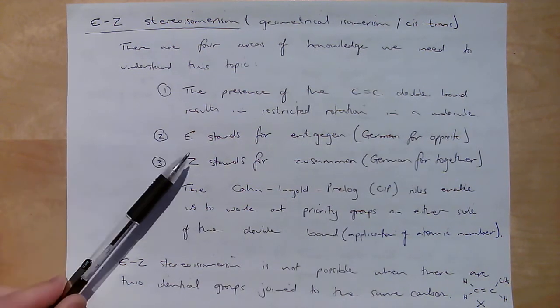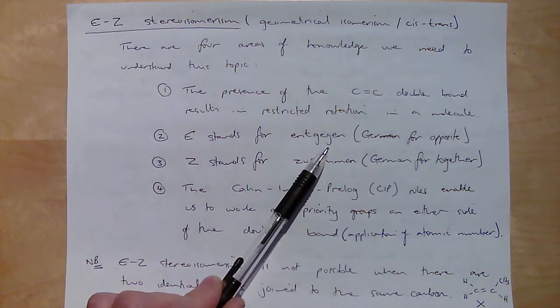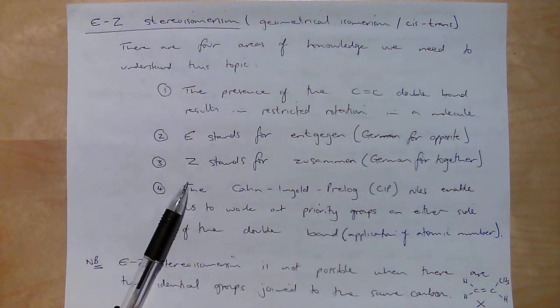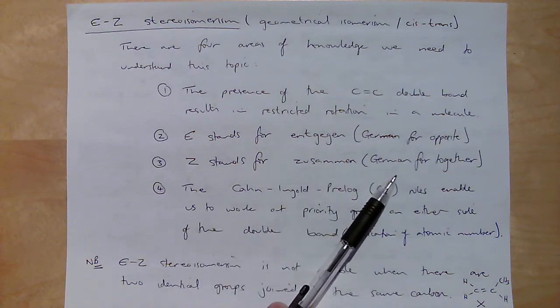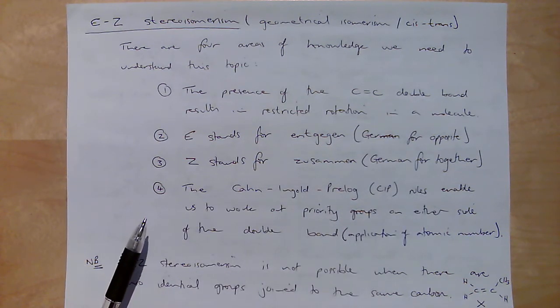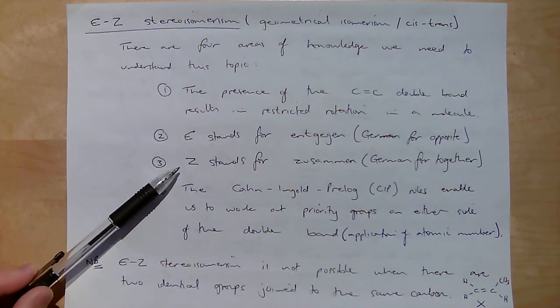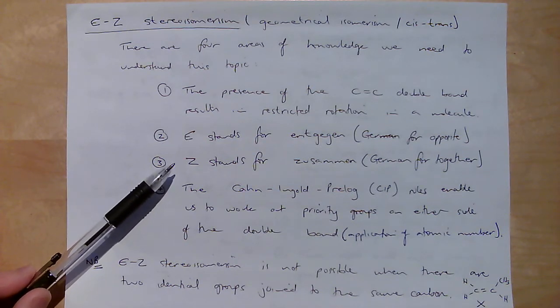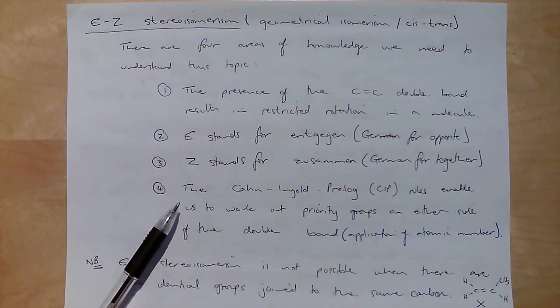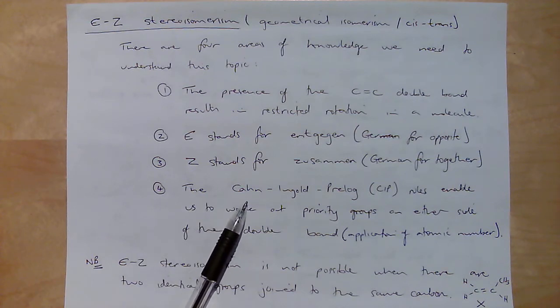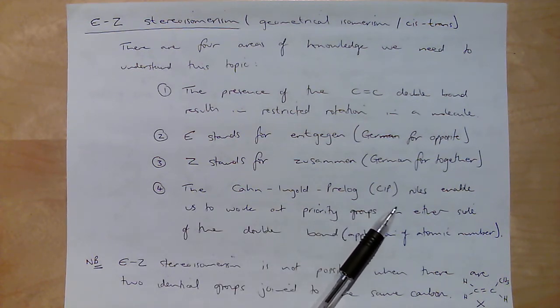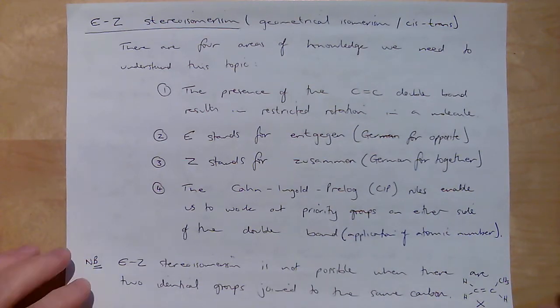Point number two: E stands for entgegen, which is German for opposite, and Z stands for zusammen, which is German for together. So E is opposite and Z is together, or a good way of remembering it is Z is same, same, same. Then you also need to know about the Cahn-Ingold-Prelog (CIP) rules, which enable us to work out the priority groups on either side of the double bond. This is an application of atomic number. This will all make sense in a minute.